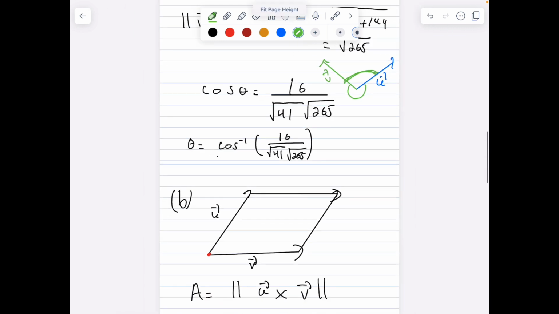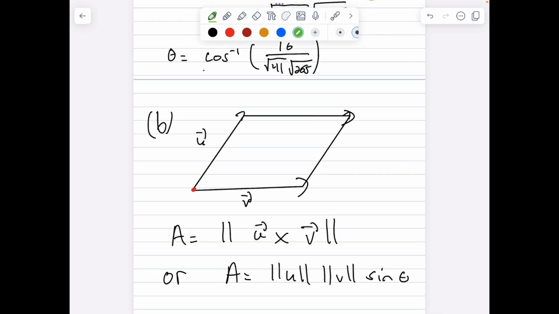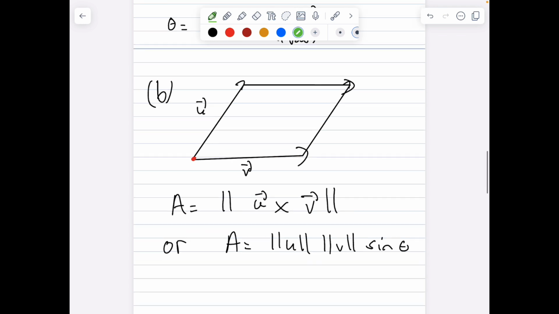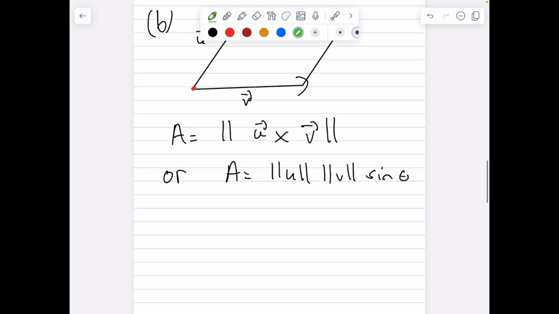Now, the second part of the question was to find the area of the parallelogram. The idea is you have the two vectors, u and v. You put them together and you form this parallelogram by joining the tails and the heads of the other sides together. The area of a parallelogram is equal to the magnitude of the cross product of the two vectors. That's one way to look at it. Or you could use the other formula, the magnitude of u times the magnitude of v times the sine of theta. I'd rather use the second formula here, because I know what the cosine of theta is, and I can find the sine of theta.